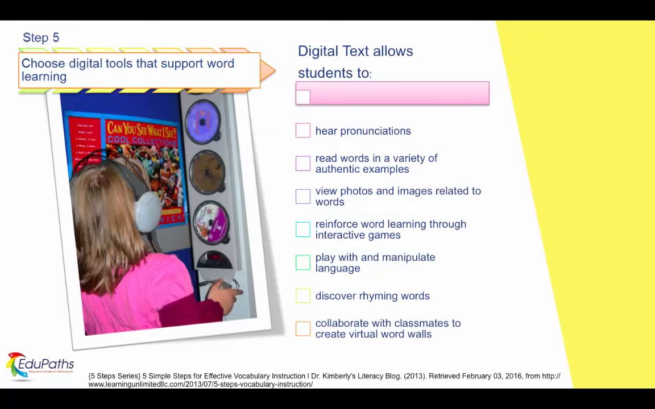Step 5 in building a vocabulary-rich environment is to help choose digital tools that support word learning for your students. You want to make sure that digital tools allow students to hear pronunciations, read words in a variety of authentic examples, view photos and images that are related to words to reinforce the vocabulary meaning, reinforce word learning through some interactive games. You want digital text that allows students to play with and manipulate the language. Try to find tools that help discover rhyming words.